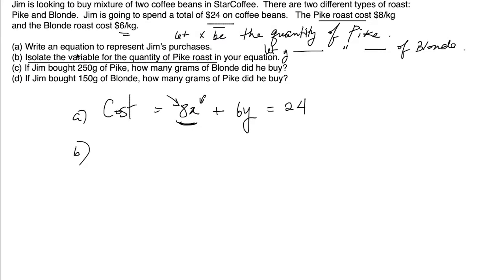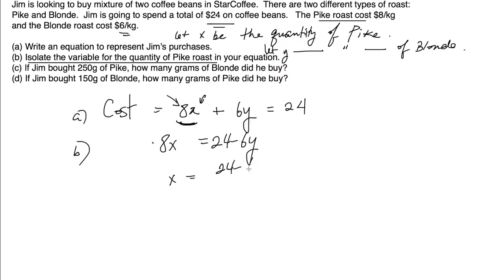Okay, part B says isolate the variable for the quantity of Pike roast in your equation. So this was the Pike roast. So we can first bring this over to the other side by subtracting both sides by 6y. So we get 8x is equal to 24 minus 6y. Let's divide both sides by 8.